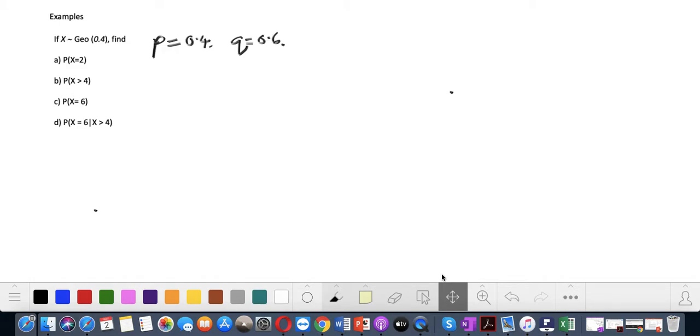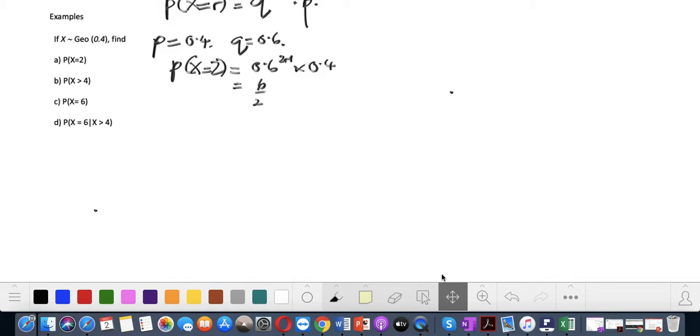So using the formula, P(X = r), the formula goes like this: q to the power of x minus 1, multiplied by p. So going with that, for probability x equals 2, this is the same as 0.6 to the power of 2 minus 1, multiplied by 0.4, and that is 6 over 25, which is 0.24. Okay, that's number 1.